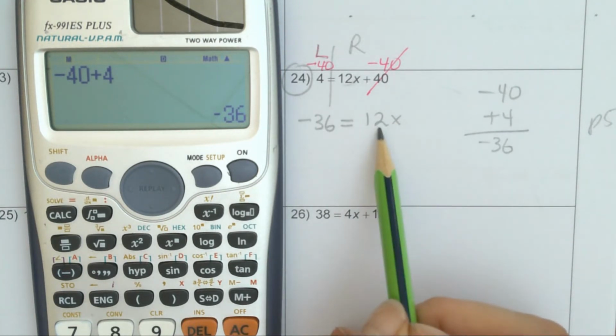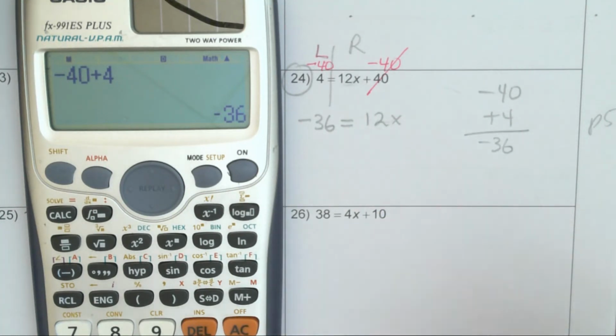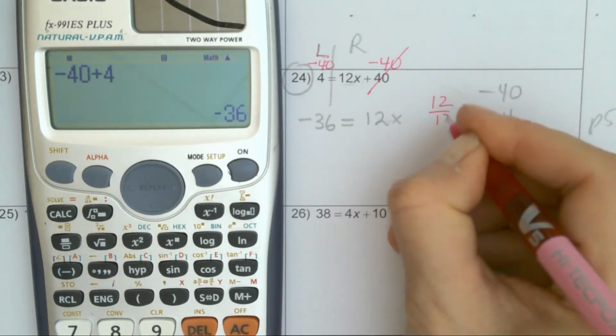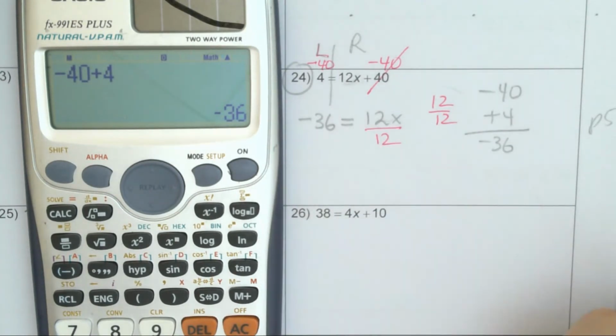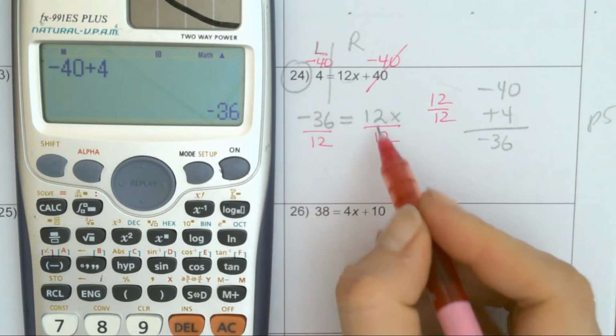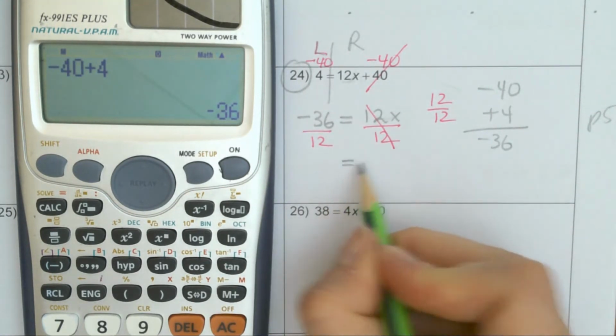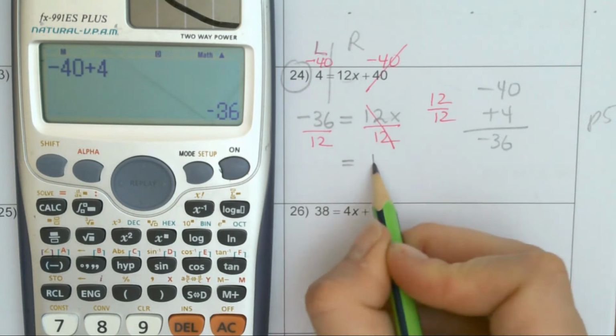12 is, because it's next to the x. So now I have to get rid of my best friend. So I'm going to make the fraction 12 over 12 to get rid of my best friend. But I have to divide the other side by 12 as well. 12 divided by 12 is 1. So the x is on this side, so I have 1x here.